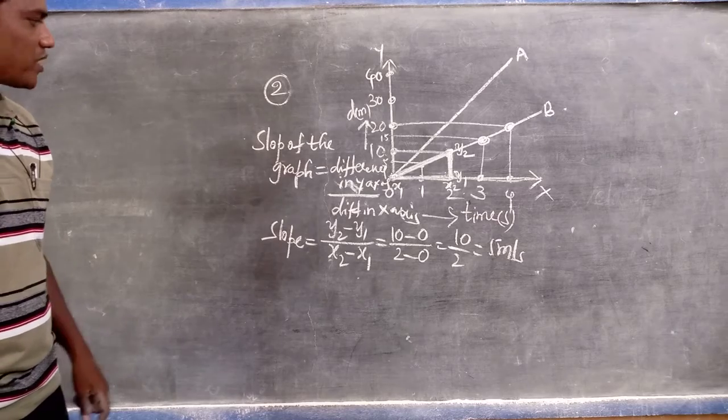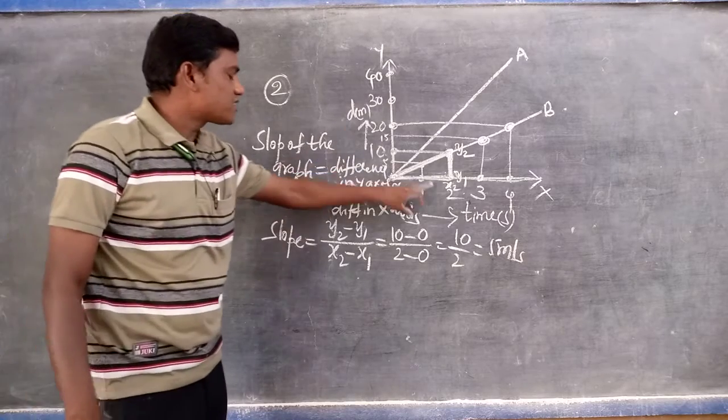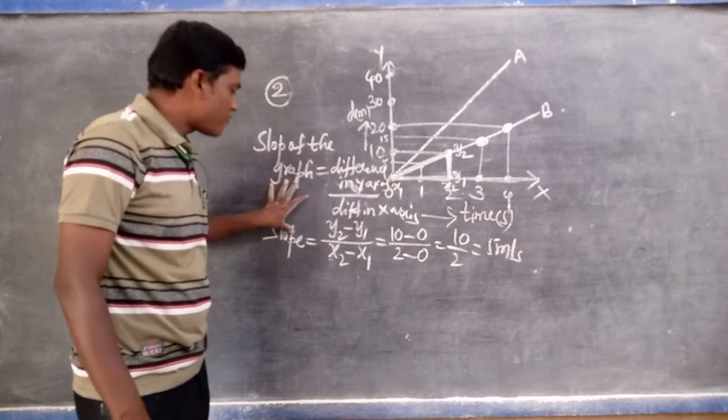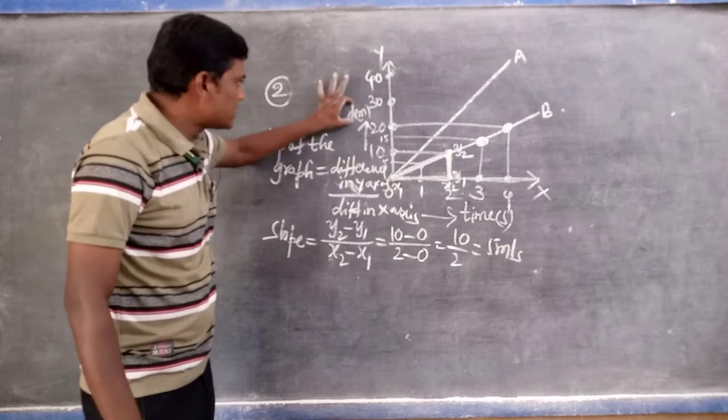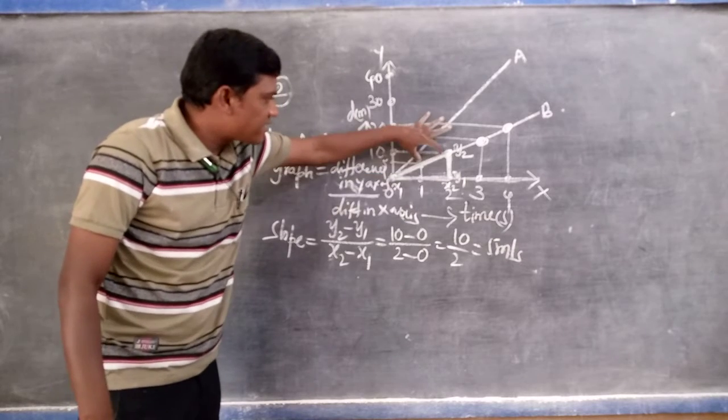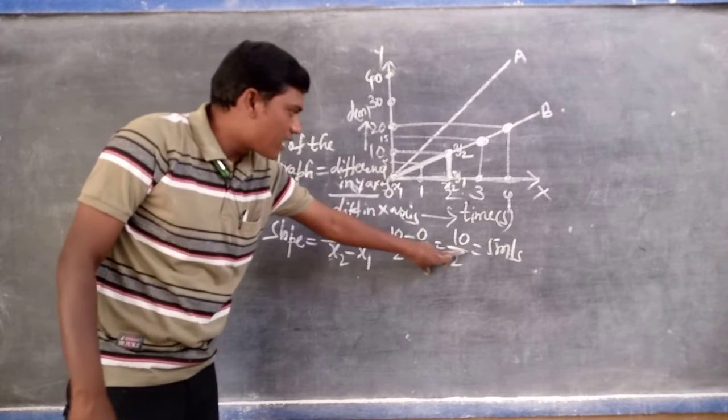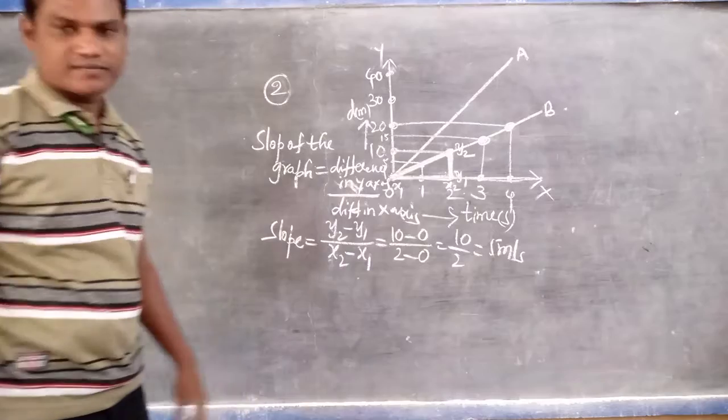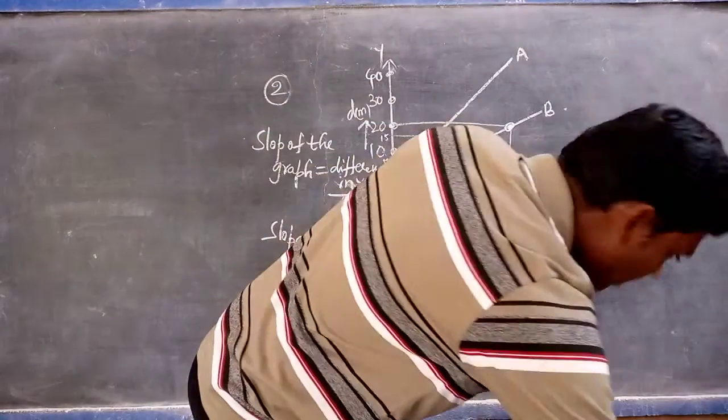So what is the speed of the car from the slope of the distance versus time graph? We can find it from the slope of the distance versus time graph by taking any two values. I will prove that. So 5 meters per second. Next, for the A car also.